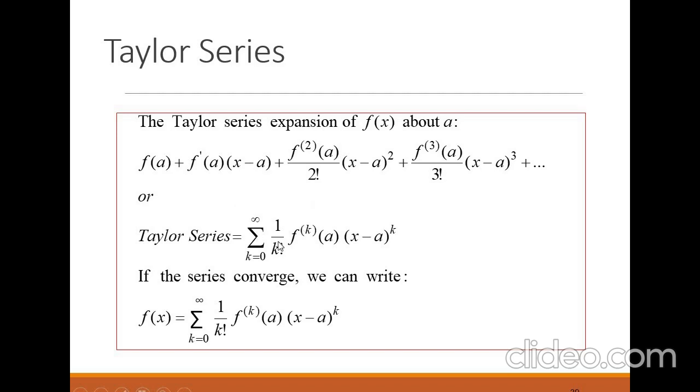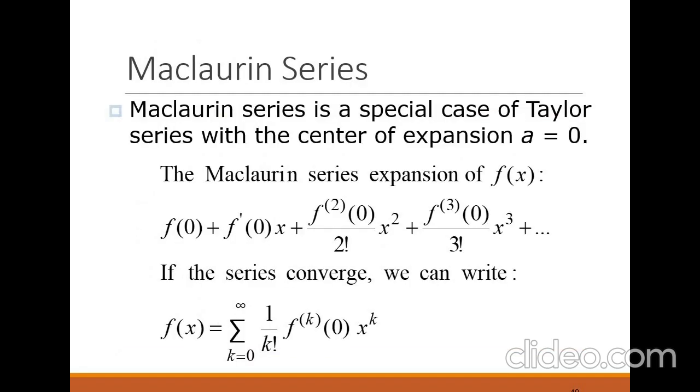Take note of the increase in those values. The generalized form can be written as the summation from k equals 0 of 1 over k factorial times the k-th derivative of f evaluated at A, times x minus A to the power k. If the series converges, you expect that f of x should be equal to the Taylor series expansion, which is given by that formula.